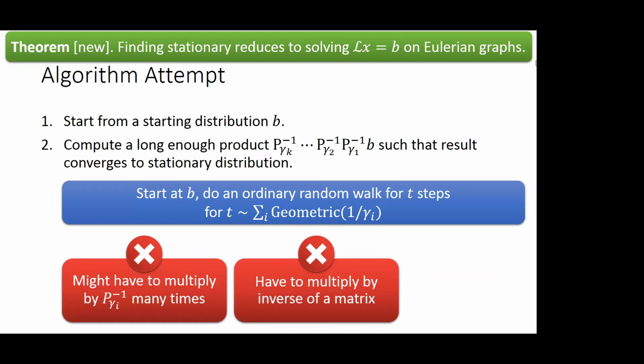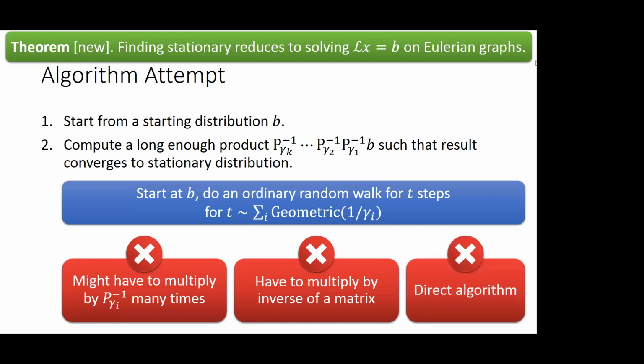Second, we have to multiply by the inverse of this P gamma matrix, right? We have each of these P gamma matrices, and we don't necessarily know how to compute these inverses, so that's a bit of a problem. And then finally, this is a direct algorithm, and we said we wanted to do a reduction to the Eulerian case. And so now we're going to talk about how to solve these problems.